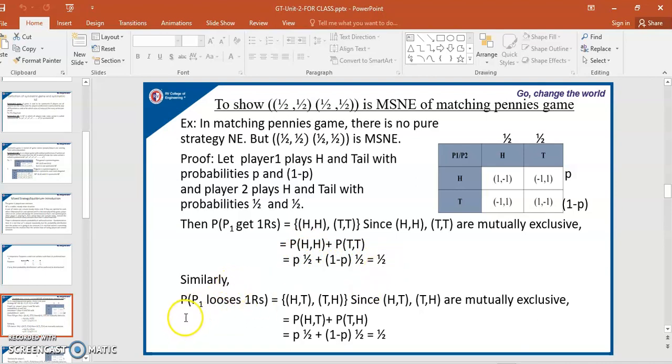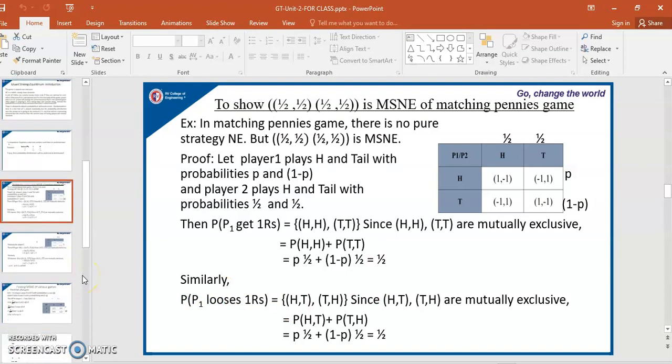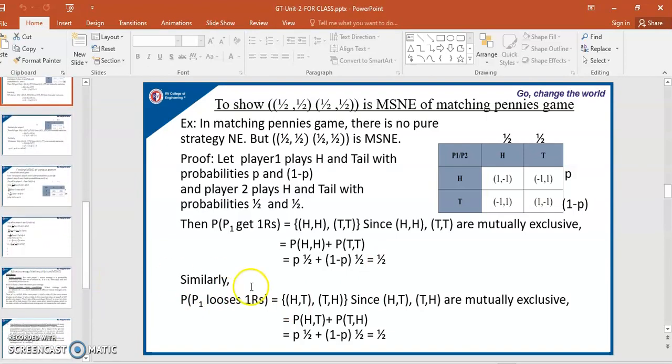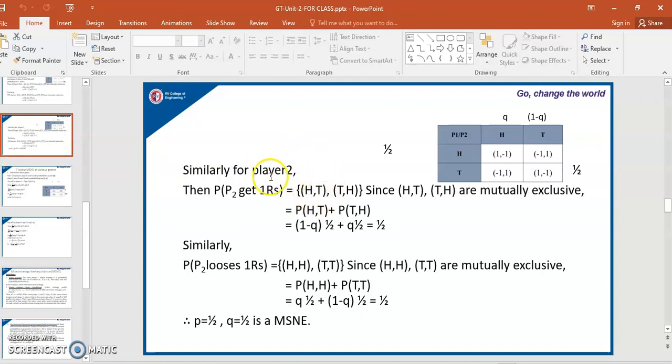Similarly, player 1 loses 1 rupee for the action profiles HT and TH. Since HT and TH are mutually exclusive, we can write the probability of HT plus the probability of TH, which is nothing but P into half plus 1 minus P into half, which is again half. Similarly, for player 2, we can show that P equals half and Q equals half is a MSNE.